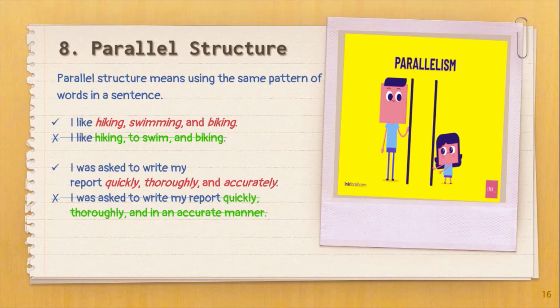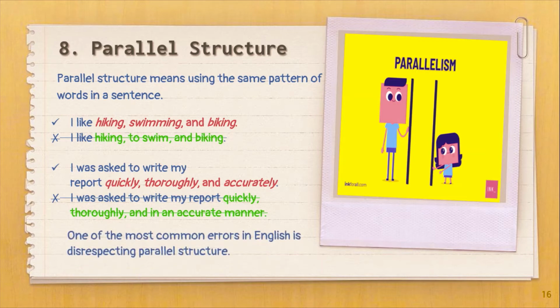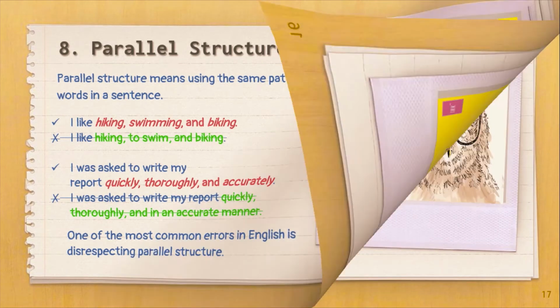Okay, I was asked to write my report quickly, thoroughly, and accurately. So, it shows a parallel structure with the same pattern of words in a sentence. I was asked to write my report quickly, thoroughly, and in an accurate manner. So it does not follow a parallel structure, so it is incorrect. One of the most common errors in English is disrespecting a parallel structure. So be careful in making the correct pattern or the correct parallel structure in your sentences.